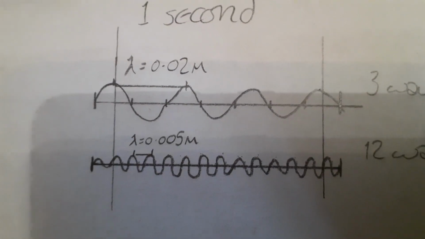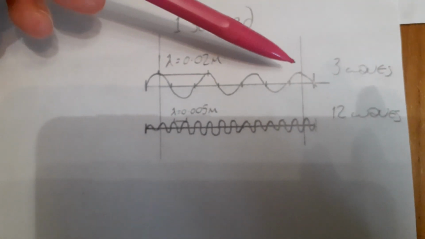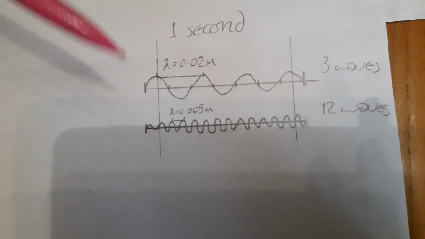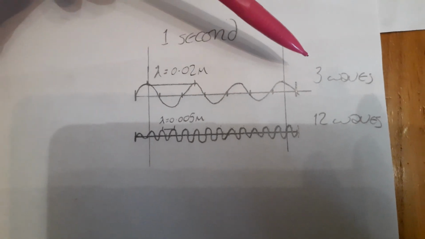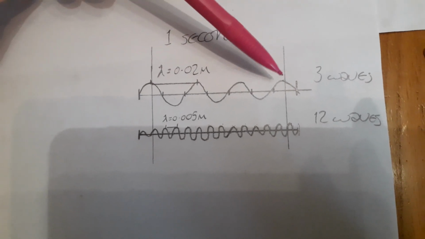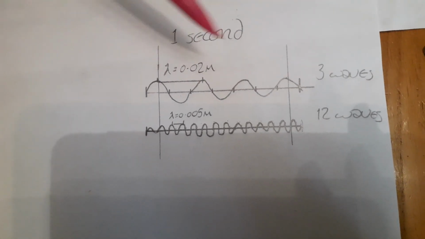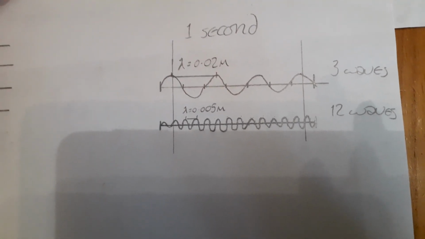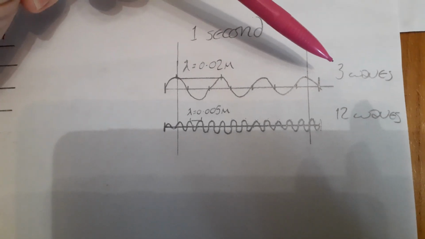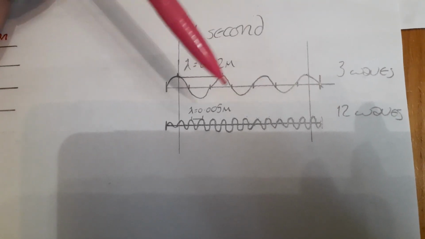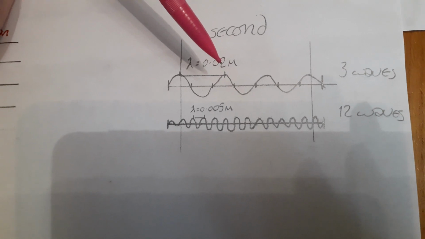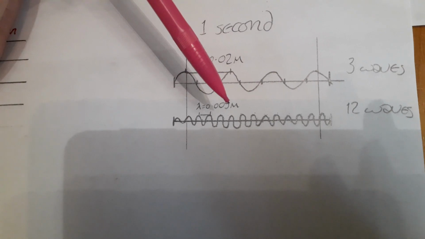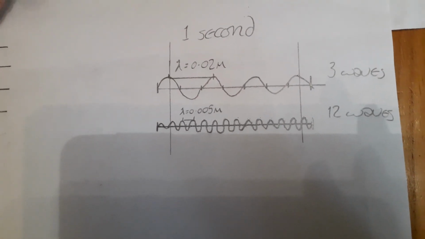Now, if this was 1 second, because remember hertz, our frequency, is the amount of waves in 1 second. So I've counted it. We've got 1, 2, 3 waves in 1 second. And I've counted these as well, and there are 12 waves in 1 second. What's 3 times 4? It's 12. What's 2 centimetres divided by 4? It's half a centimetre. And we can do this with anything.